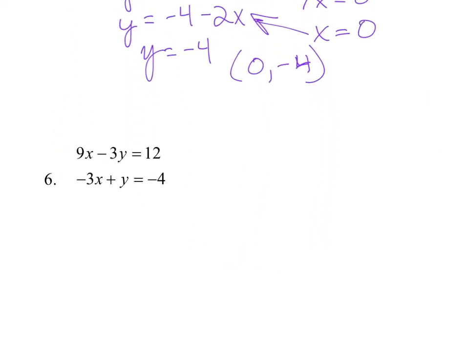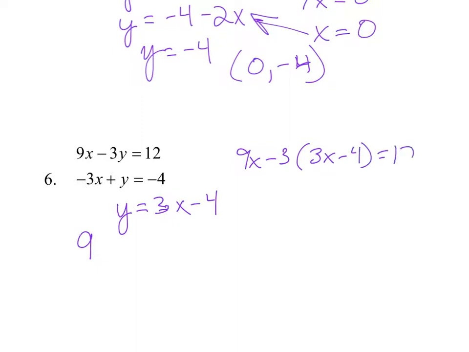Okay, number 6. I'm going to take the bottom one, solve it for y. y equals, I add 3x, minus 4. I hate it when I do those weird little extra lines because electronically it doesn't let go. Minus 3x. Okay. So I have 9x minus 3 times (3x minus 4) equals 12. Distribute the negative 3.